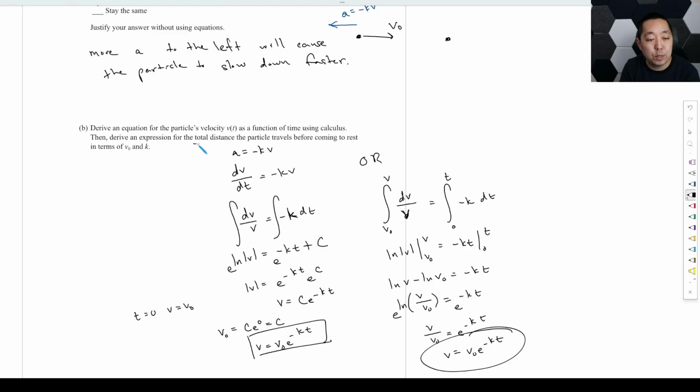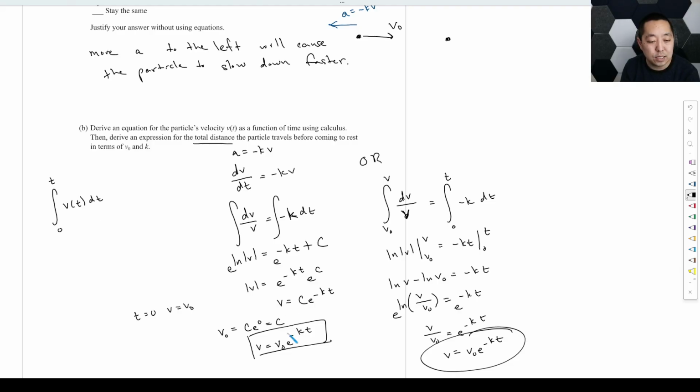Now we want to derive an expression for the total distance he travels. Because he doesn't change directions, he's just going to come to a stop. The distance traveled would just integrate from 0 to the time he comes to a stop of v of t dt. Right? You could put an absolute value, but this thing's going to be positive the whole time because it doesn't change direction. So it doesn't really matter if you put an absolute value there or not. The displacement and the distance will be the same.